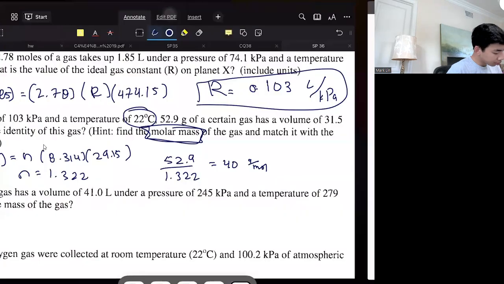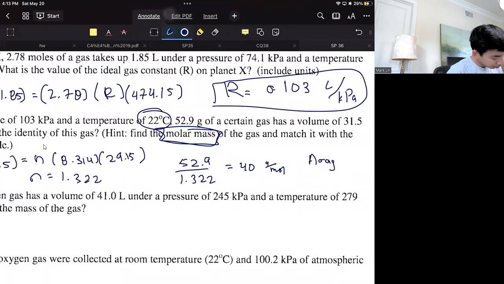Oops. Pretend this is argon. Okay, yeah.